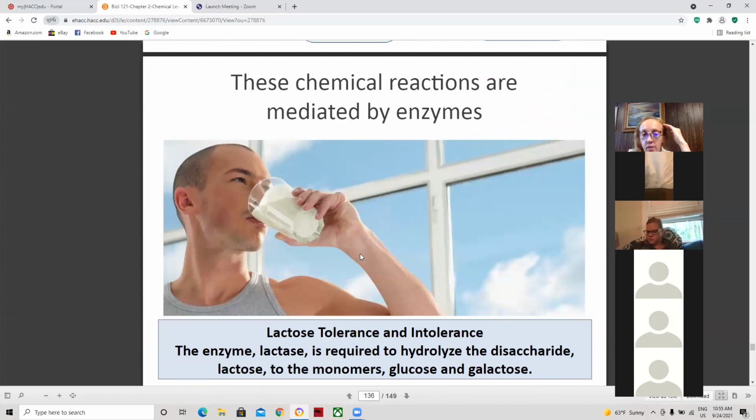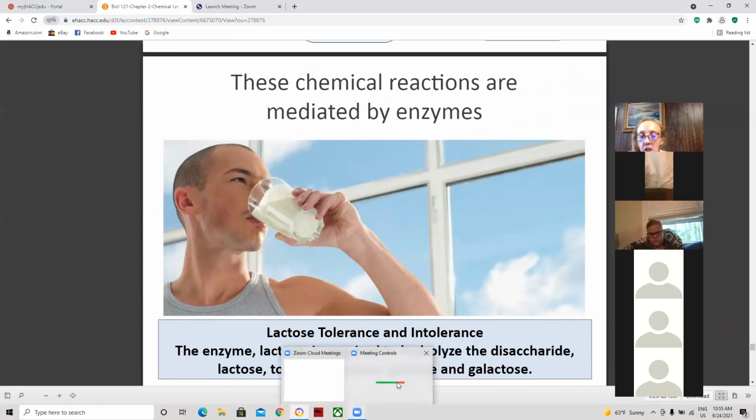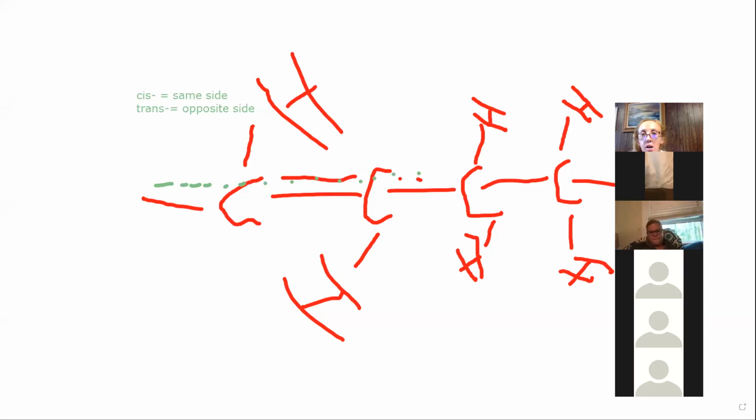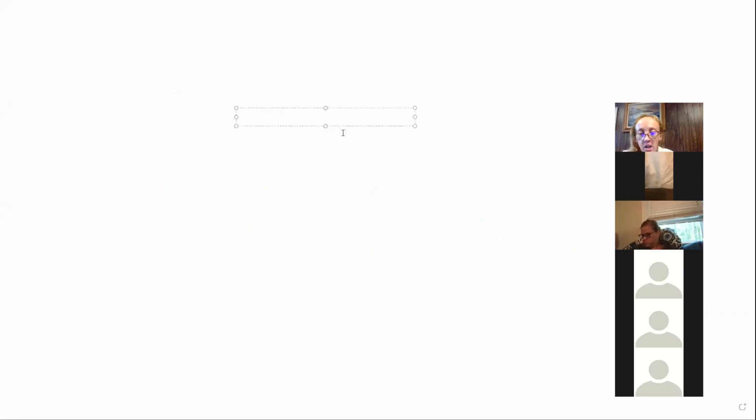So chemical reactions are mediated by enzymes. An example, lactose tolerance or intolerance. The enzyme lactase. Anytime that you see the word ending in ASE, that's an enzyme. Anything that ends in ASE is an enzyme.